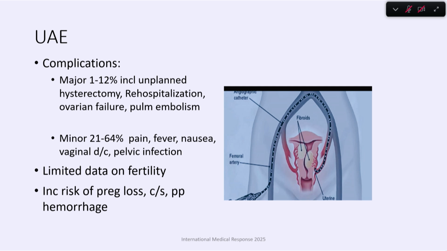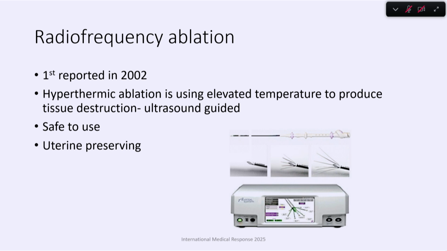You can have minor complications. There is limited data on fertility in the future, but we do know you have increased risk of pregnancy losses, C-sections, and postpartum hemorrhage in women who've undergone uterine artery embolization, but then gone on to have a pregnancy. Radiofrequency ablation was first reported over 20 years ago. It's safe to use, also uterine preserving. It's not commonly used, though.